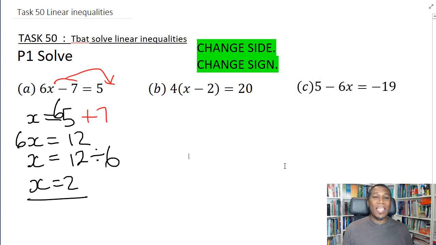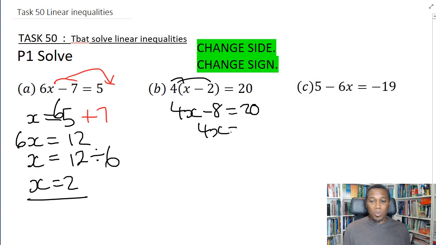Now for B. You don't have to, but probably the method you're thinking about is expanding the bracket first. We can do it differently, but we'll err on the side of caution. We'll expand the bracket and multiply out. So we get 4x take away 8 is equal to 20. Now change side, change sign. 4x is equal to 20 plus 8.